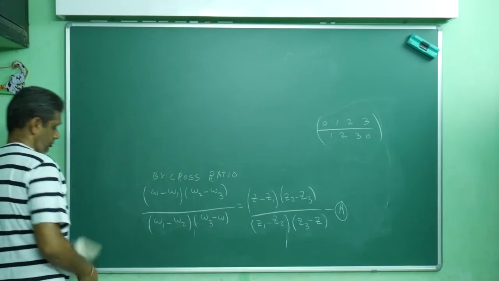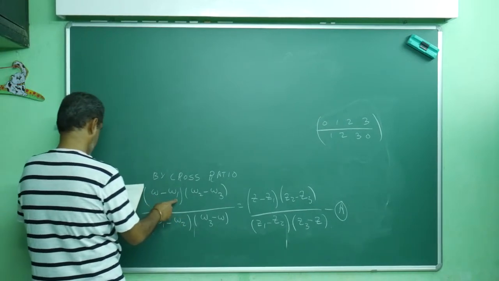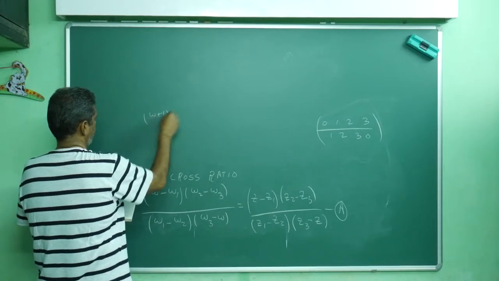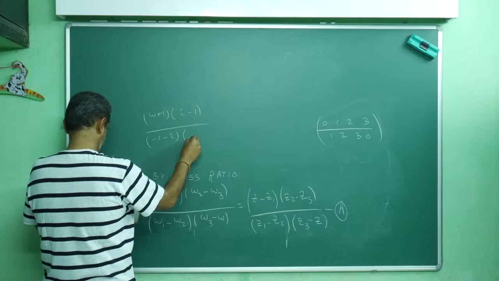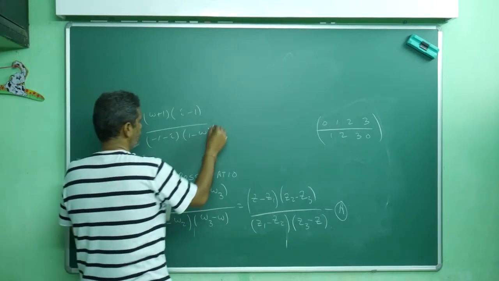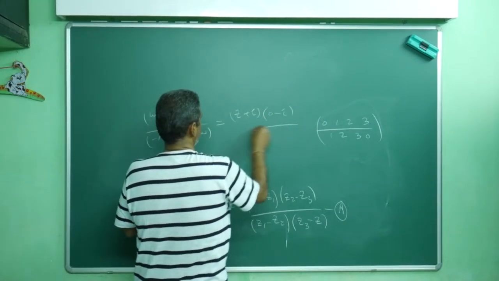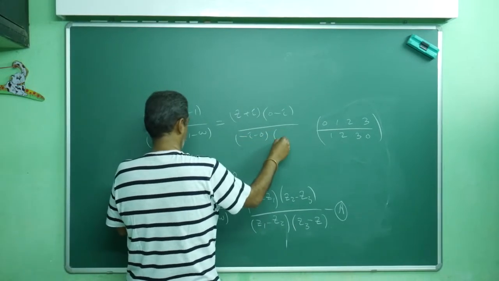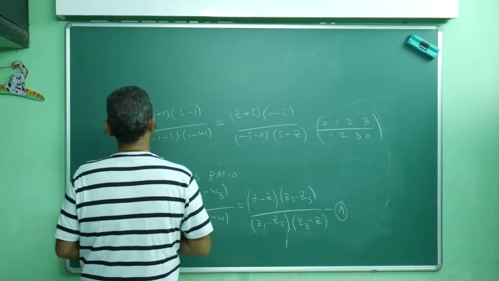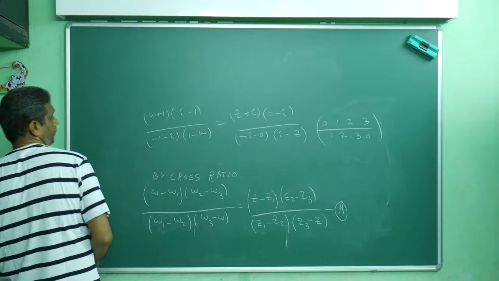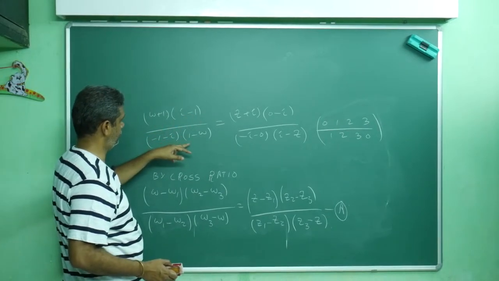Sorry, I erased the points. Okay, no problem. I will just copy from the textbook. W1 is minus 1, so what will you get? Minus 1 minus I, 1 minus W. This is equal to what? Z plus I, 0 minus I, minus I minus 0, I minus Z. So W minus W1, W2 minus W3, then W1 minus W2, W3 minus W.